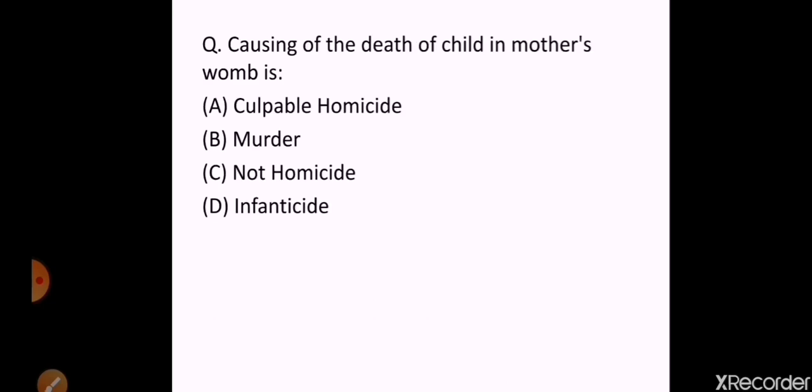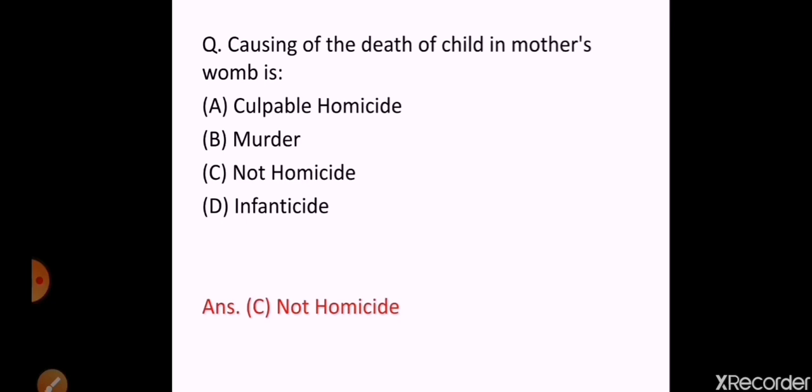The next question is, causing of death of a child in mother's womb is option A, culpable homicide, B, murder, C, not homicide, D, infanticide. So the correct answer is option C, that is not homicide. I have already told you that it is stated that causing death of a child in mother's womb is not homicide. The explanation I have given in the previous question, which is in the explanation 3 of the 299. This question makes it more clear than before.